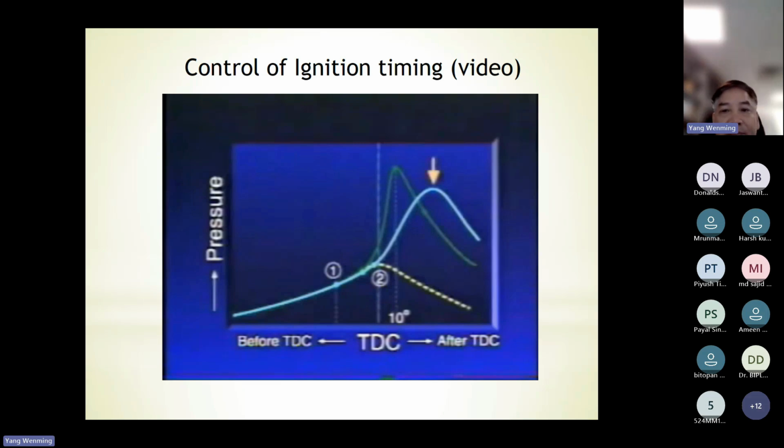Anyone knows? Sir, the crank angle increases. What is the ignition delay in terms of crank angle for the second case?